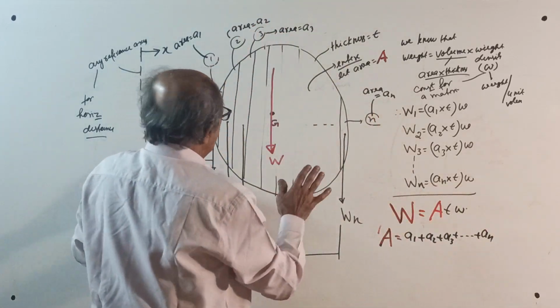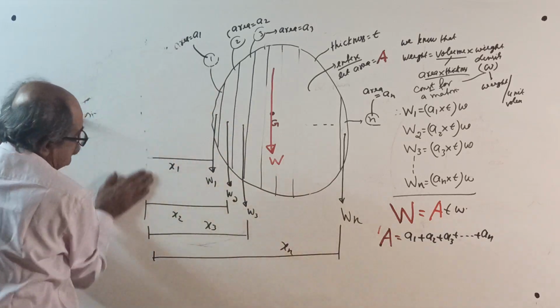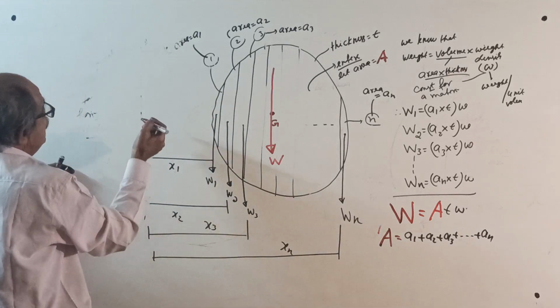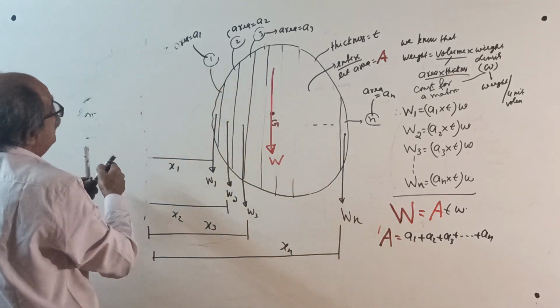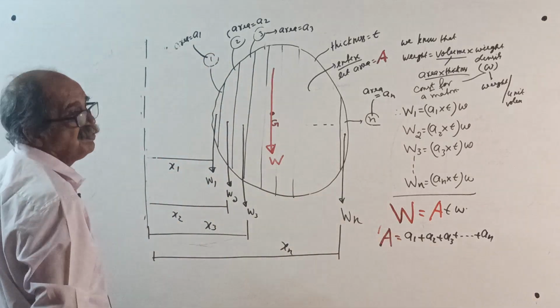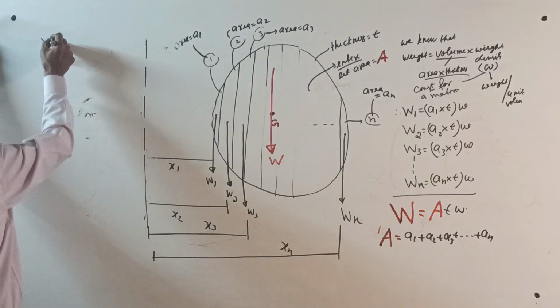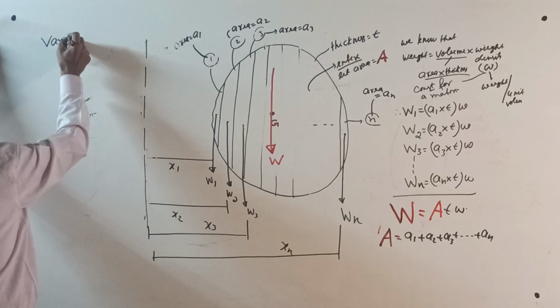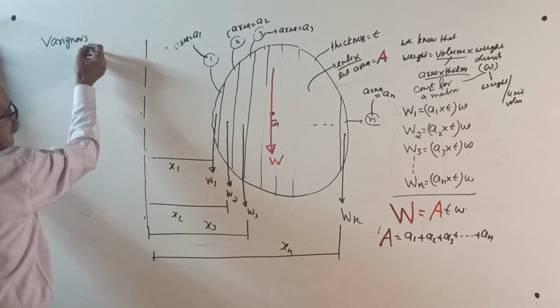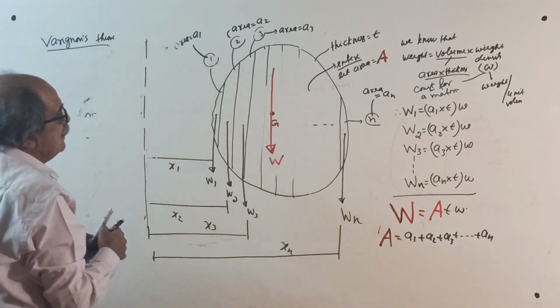Now, I will remove this axis. I want some space actually, we have to write here. Okay, now you apply Varignon's theorem. Before that, you do one thing.